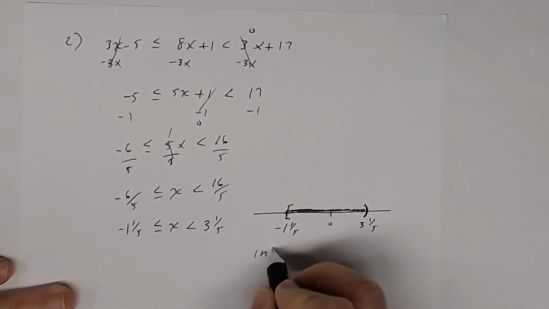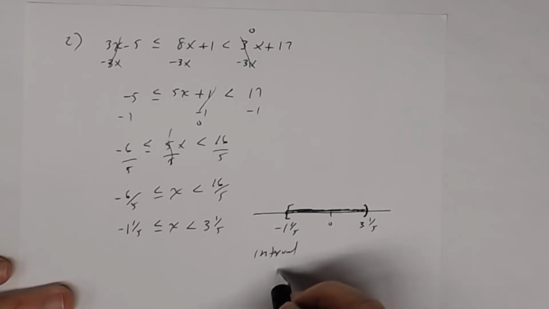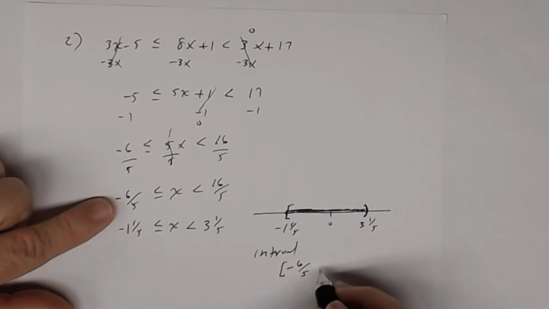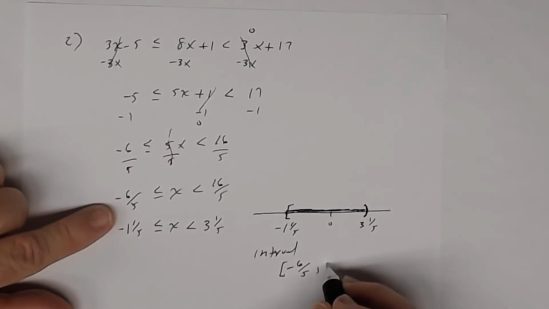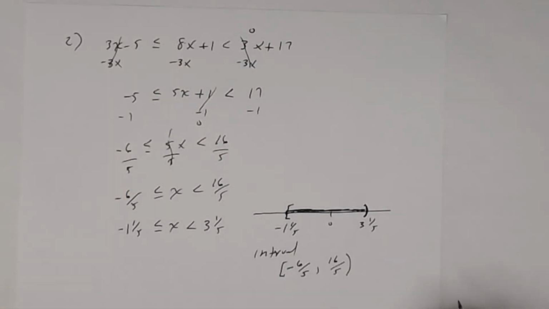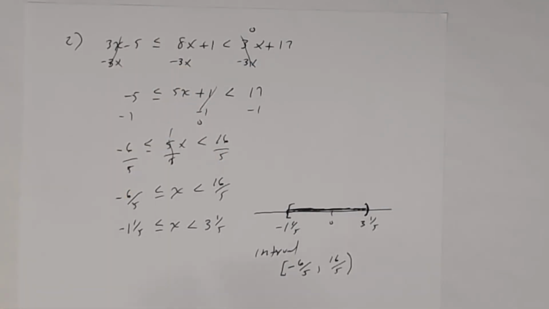The interval would be, so you'd say bracket. You just read it as you see it, bracket. I'm going to go ahead and leave it as a fraction, negative improper fraction. Negative 6 fifths, comma, and then 16 fifths with parentheses. All right, and so that is it. So that is number 2.